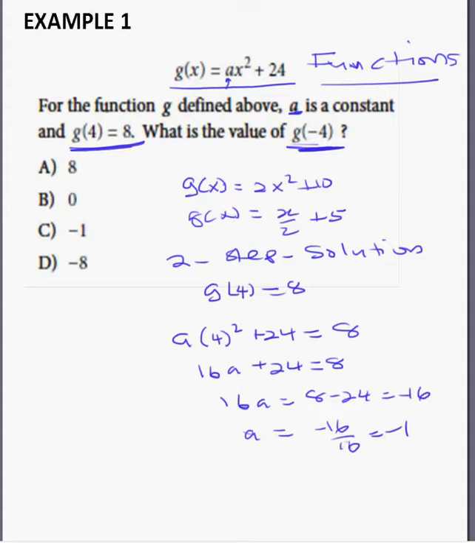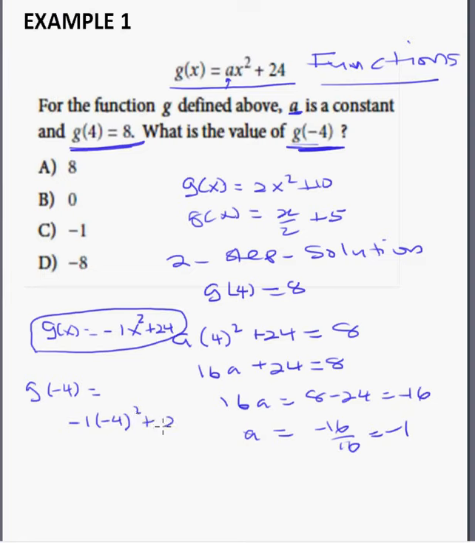Now, once I have my minus 1, I can come back here and redefine my actual function. So my function g of x is now defined as minus 1x squared plus 24, right? You can see that. And now we can use this definition, which is our now defined function, to find the value of g of -4. Therefore, we can say that g of -4 will be equal to minus 1 times -4 squared, plus 24.